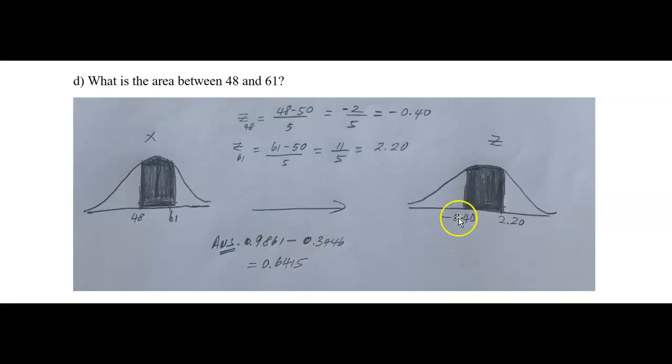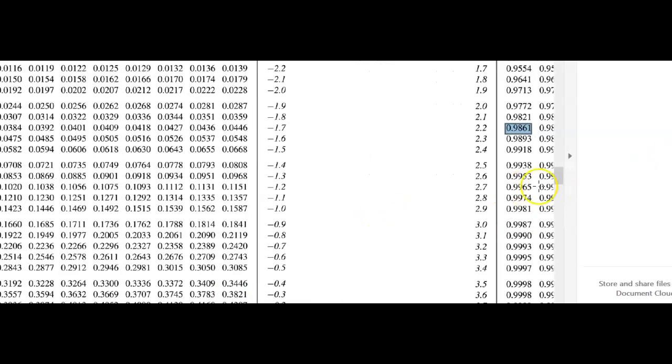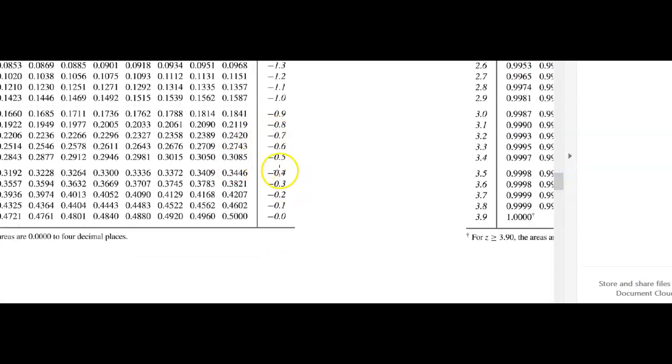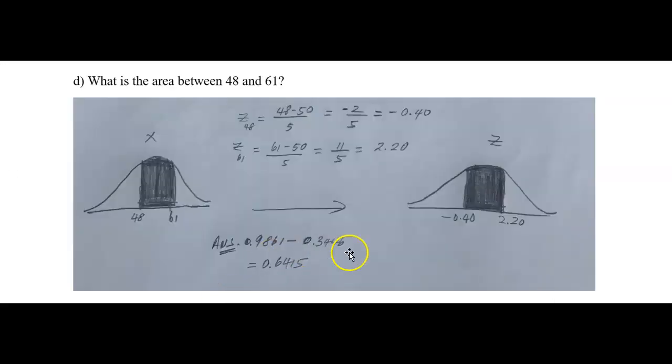Then I find the area for negative 0.40. That's this number here, 0.3446. And you subtract it. When you subtract it, you have the area in between. So the area between is 0.6415.